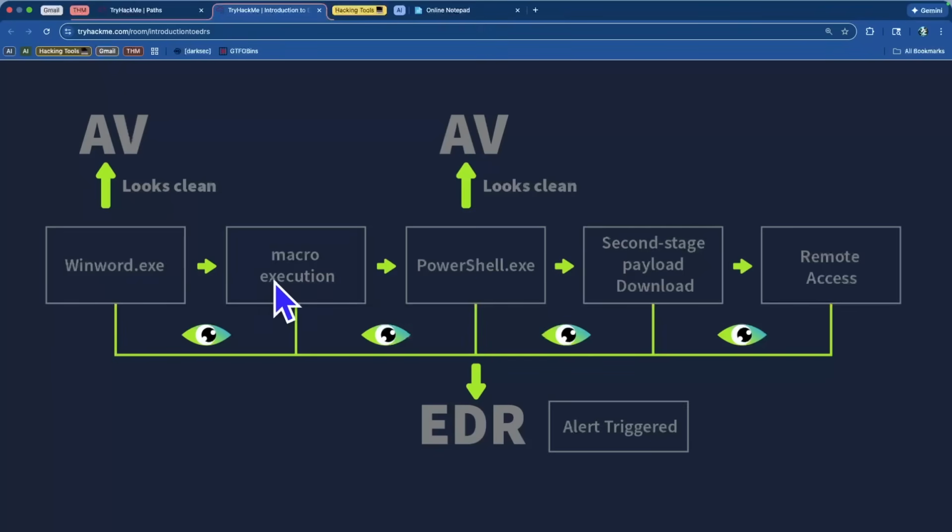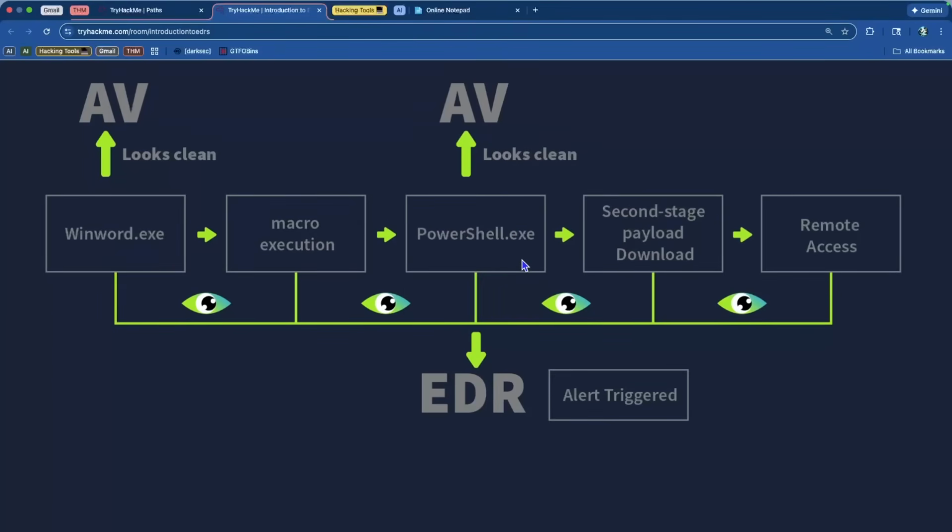WinWord, macro execution, PowerShell, oh, it's clean, it's fine. Second stage payload downloaded, remote access. All of these things, right, to the antivirus, oh, it's fine. WinWord is fine. I recognize WinWord. I recognize PowerShell. Those things are fine, no problem.